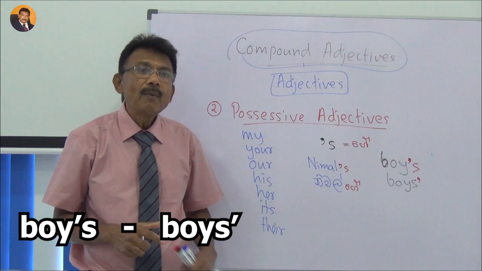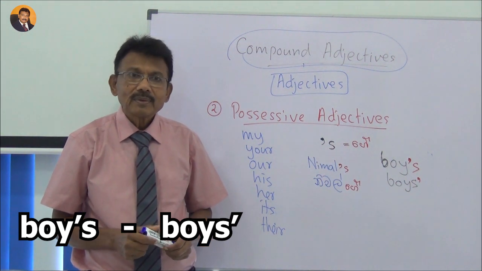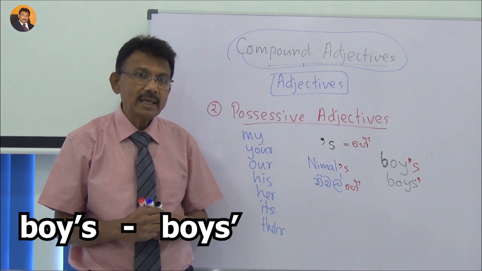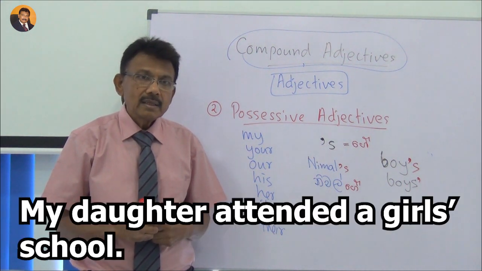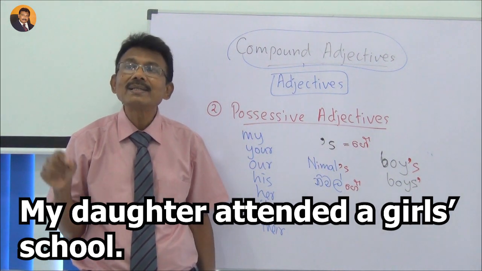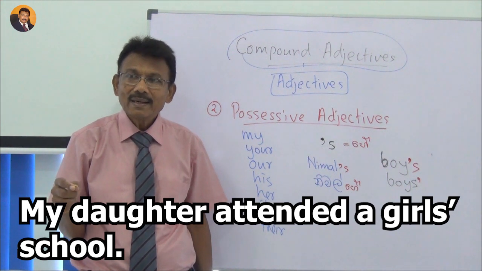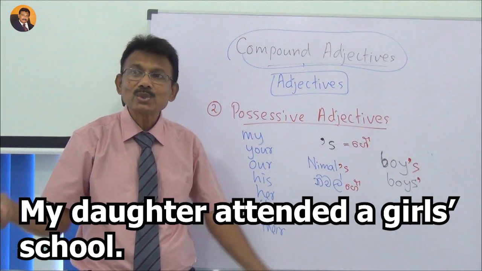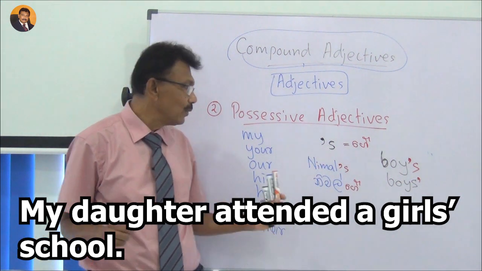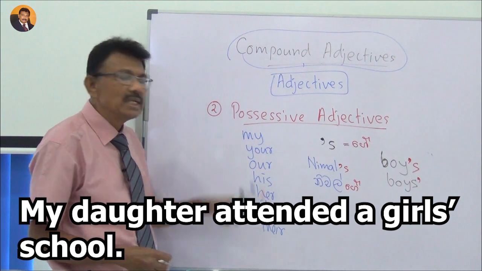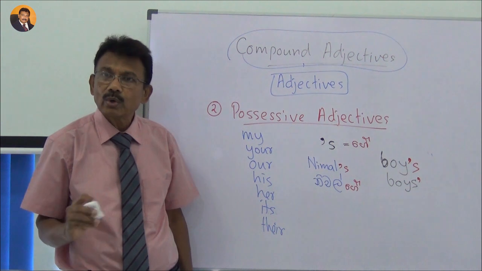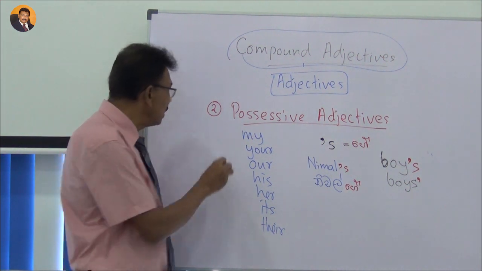Boys' school. That means a school belongs to boys, no girls, right? My daughter attended a girls' school. Girls' school. That means a school belongs to only girls. In that school there were only girls. Do you understand it? Right. Good. That is another thing. So these are possessive adjectives. Okay? Right. Now let's come to the other one.